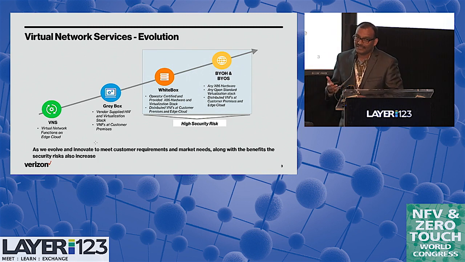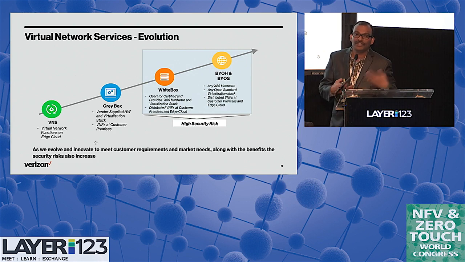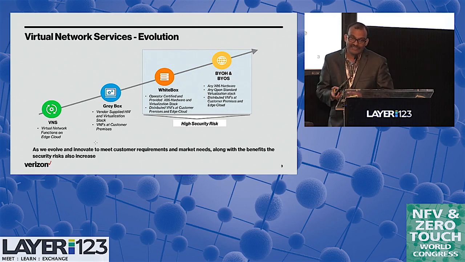The next evolution was Greybox, where we started shipping proprietary hardware to customers and launching network functions in it. That is overshadowed because of the advantage you get with white boxes, where it's generic x86 hardware, and we host the customer network functions in it.